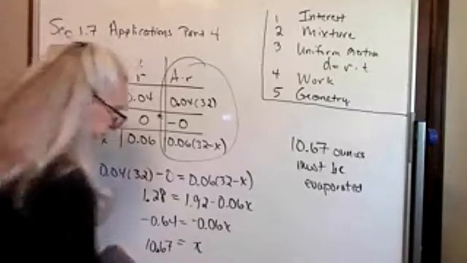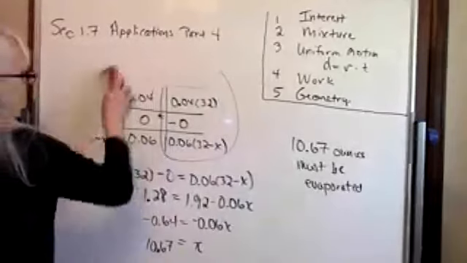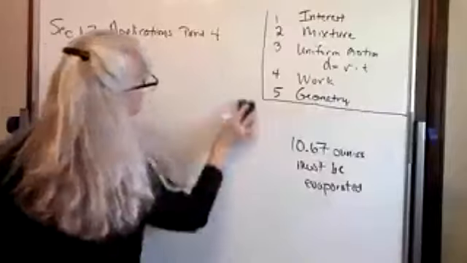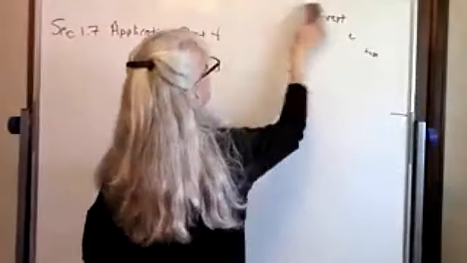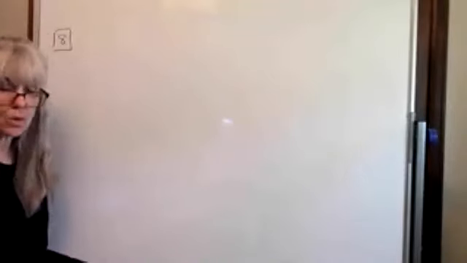One more, example 8. So example 8 reads, the diagonal of a rectangle measures 10 inches. If the length is 2 inches more than the width, find the dimensions of the rectangle. So this is a geometry problem. It says rectangle, it says diagonal. This is a geometry problem.